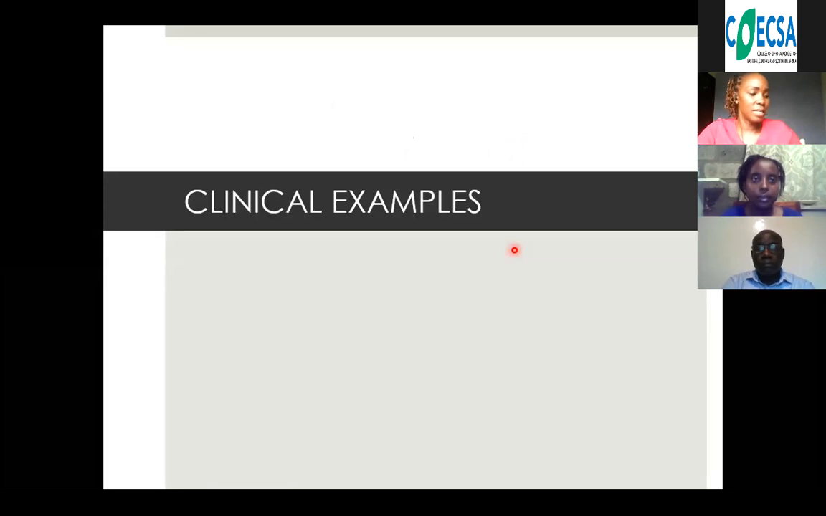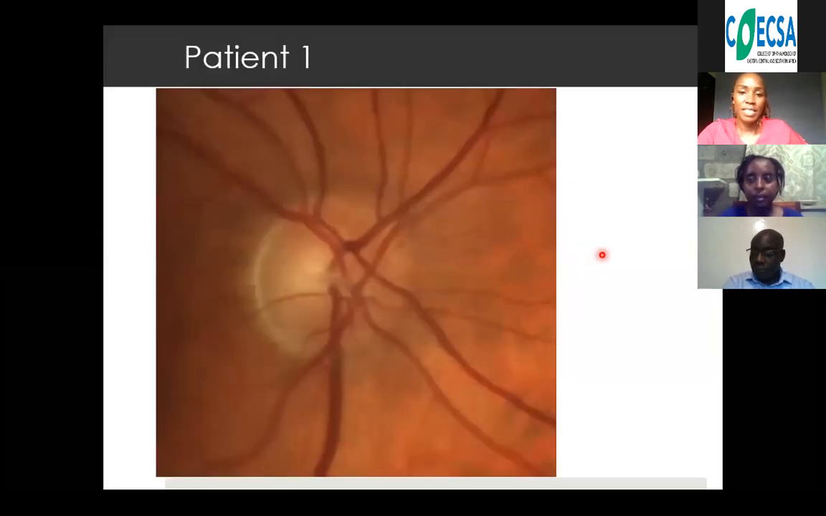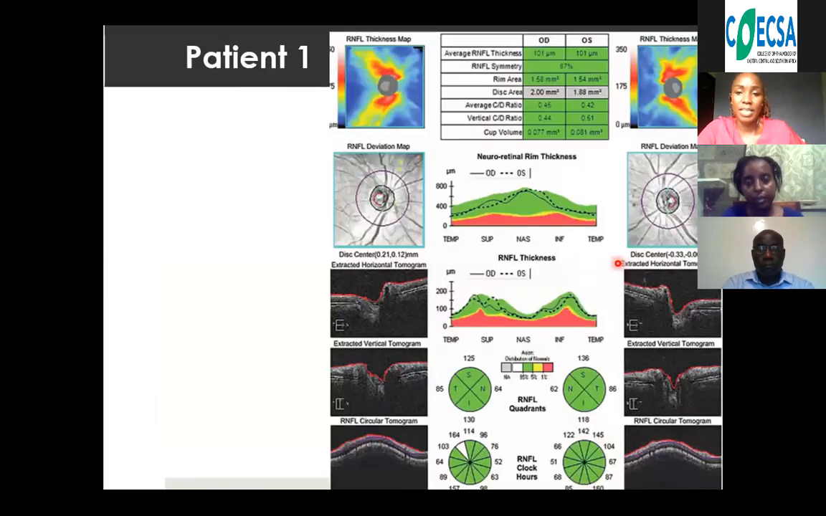So let's look quickly at clinical examples. This is our first patient, a fairly normal disc, normal CDR, everything looks normal. And that's his printout of his OCT. Everything is nice and green, nothing abnormal about that.